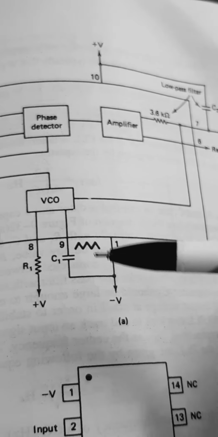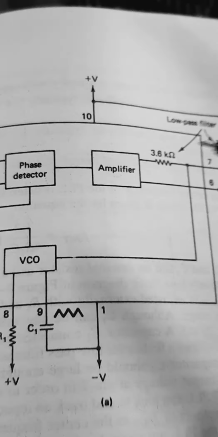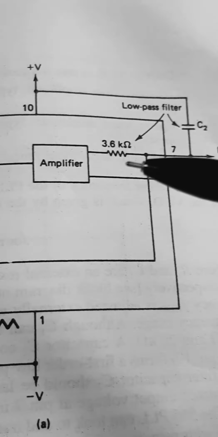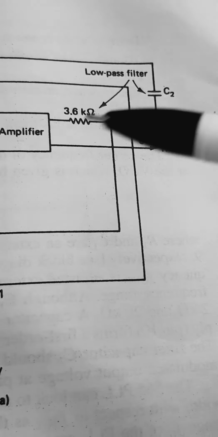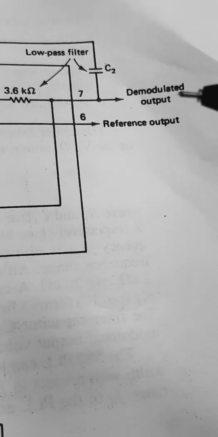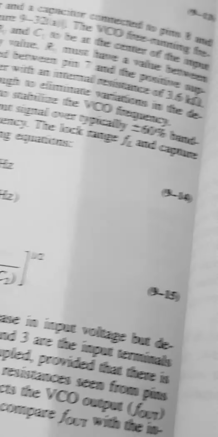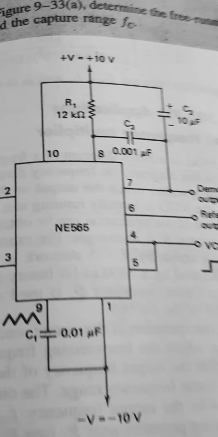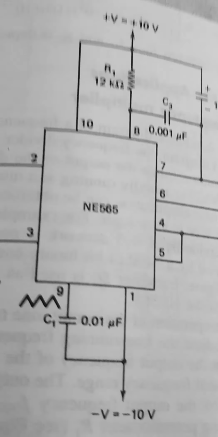In some cases we have to connect a resistor after the phase detector amplifier. So here a resistor of 3.6 kilo ohm and C2 form a low pass filter. At pin 7 you will get the demodulated output and reference input. So according to the applications, you need to connect like this.